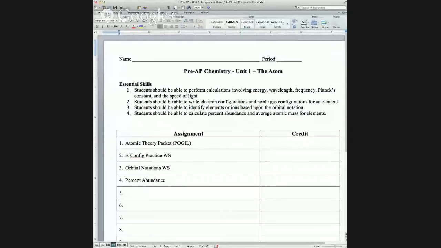You can see that there are 4 essential skills. You have to perform calculations involving energy, wavelength, frequency, Planck's constant, and speed of light. You write electron configuration or gas configuration. Also identify elements or ions based on the orbital notation. And finally, you should be able to calculate percent abundance and average atomic mass for elements. So I'm going to go through them.